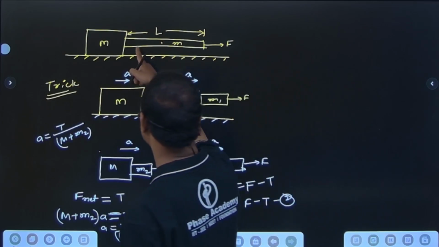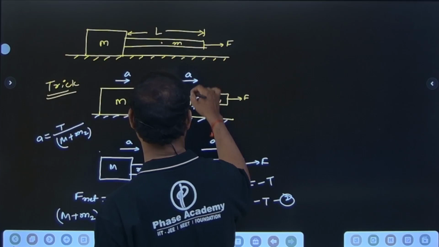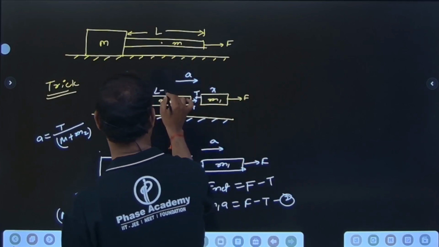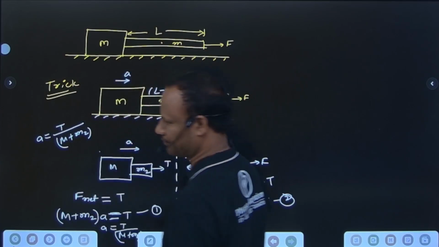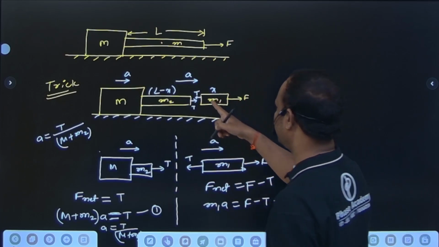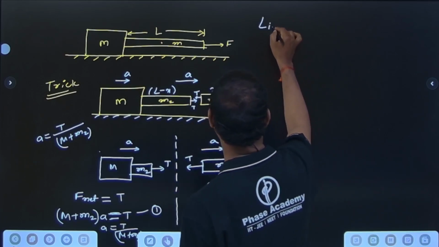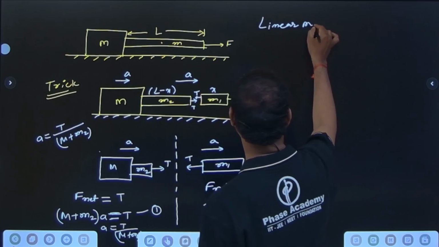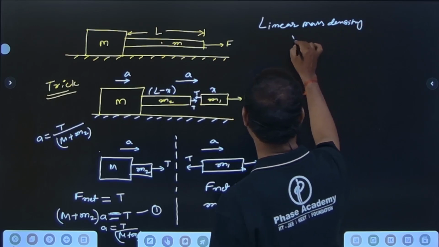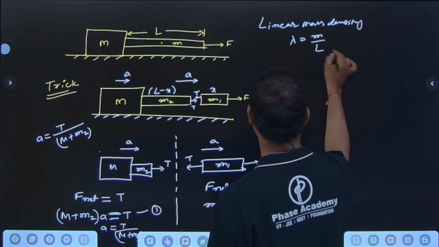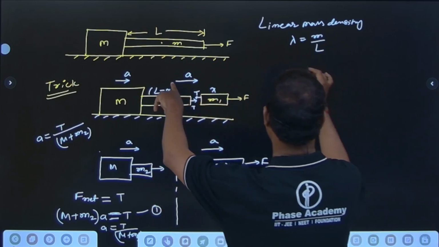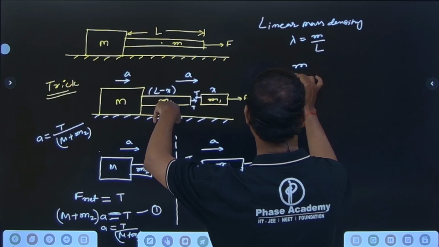Total mass is M at this particular length. For example, if this length is X, this will become L minus X. What mass is distributed in the length X? We take it from the linear mass density. Lambda is equal to mass per length, total mass M by total length L.